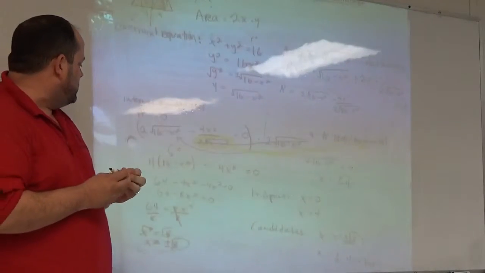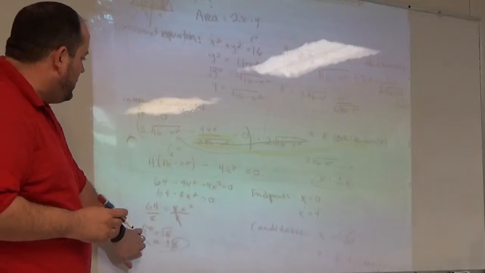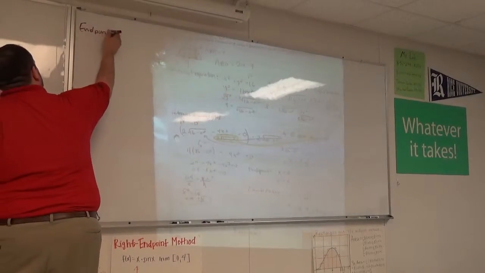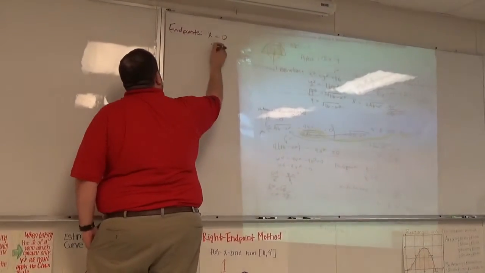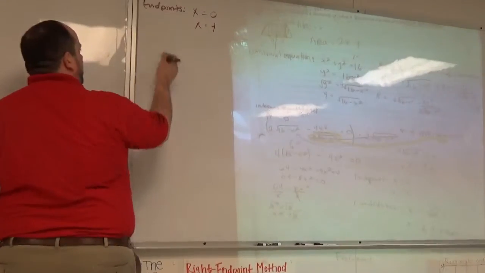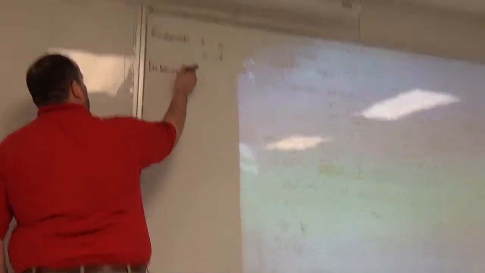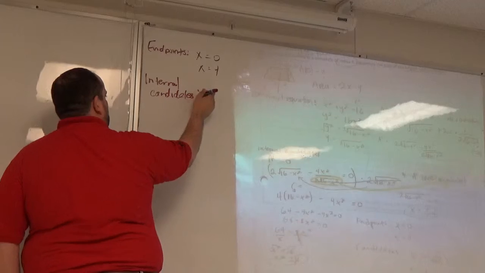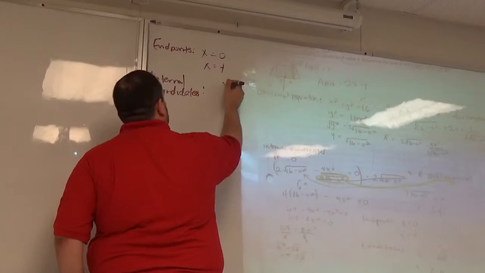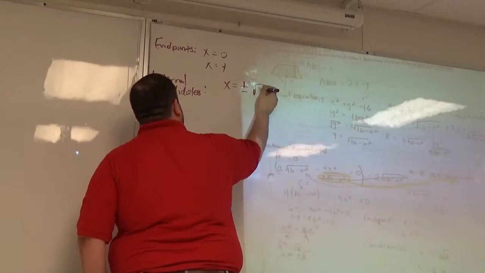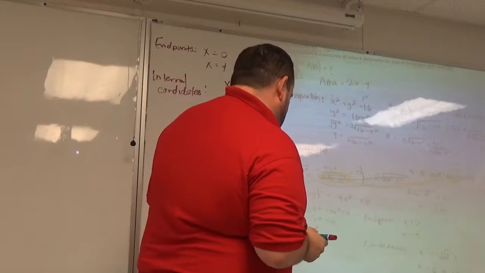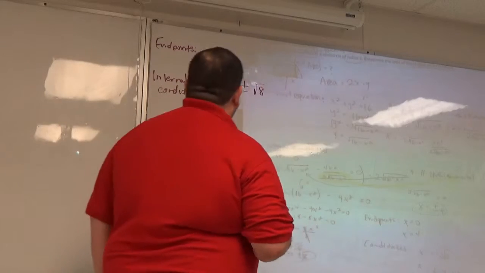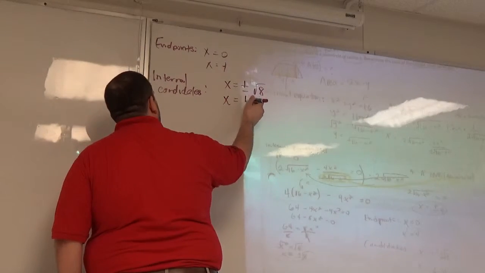I think we just knew that they were 0 and 4. And if all is well, so where were we at? We've got endpoints, and this is where you should be picking up your notes. Your endpoints are 0 and 4. Those internal candidates. Looks to me like Noemi's got in her notes x equals plus or minus the square root of 8. And was that it? We had x equals plus or minus 4, but we canceled it out.